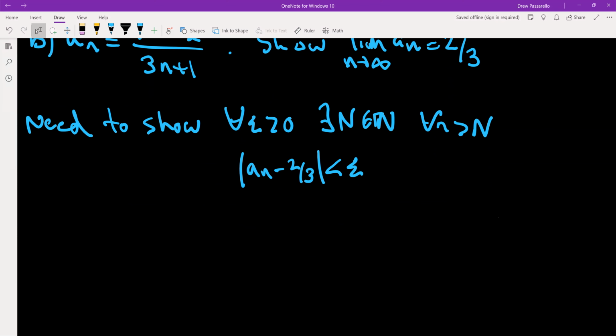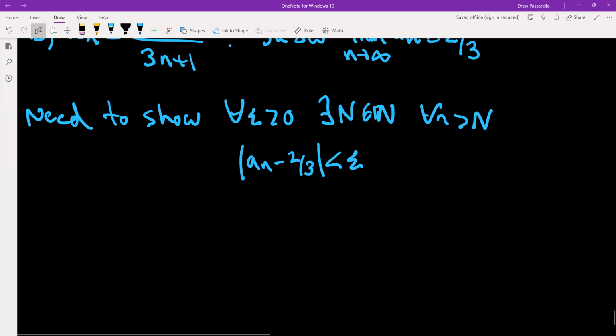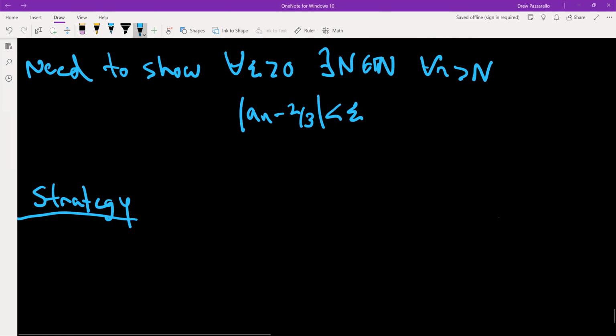And like before, I'm going to find the capital N that gives us this. So this, again, is the strategy. This isn't the proof. This is sort of scratch work. So this is the strategy for finding the necessary index value capital N.